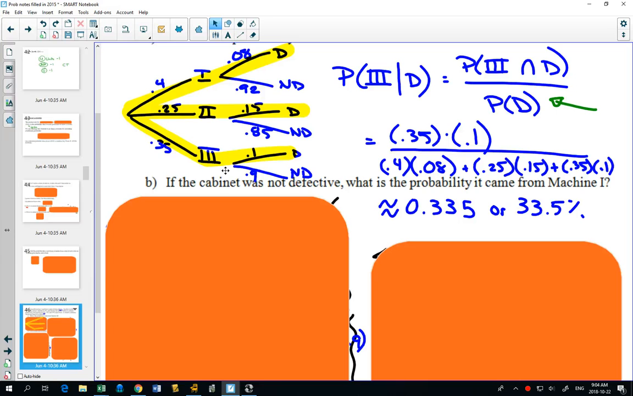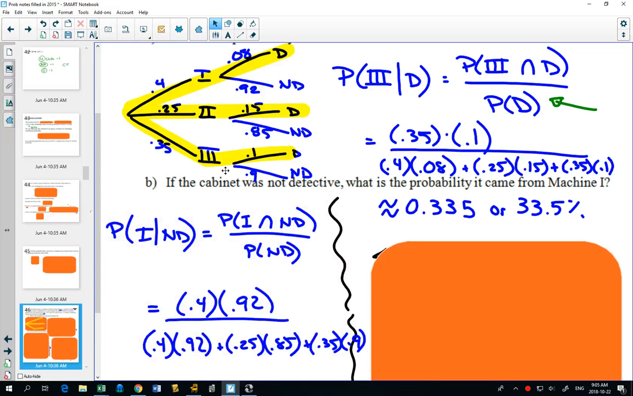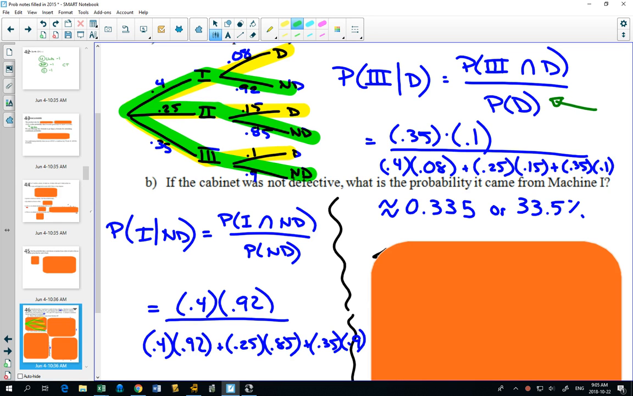Now that we have our tree diagram already, if the cabinet was not defective, what is the probability it came from machine 1? So again, we can write out our Bayes formula, or conditional probability formula. We want the probability of machine 1, given that it's not defective, which means machine 1 and not defective, which I'll highlight in green, machine 1 and not defective, divided by the probability of not defective, which are those three branches.